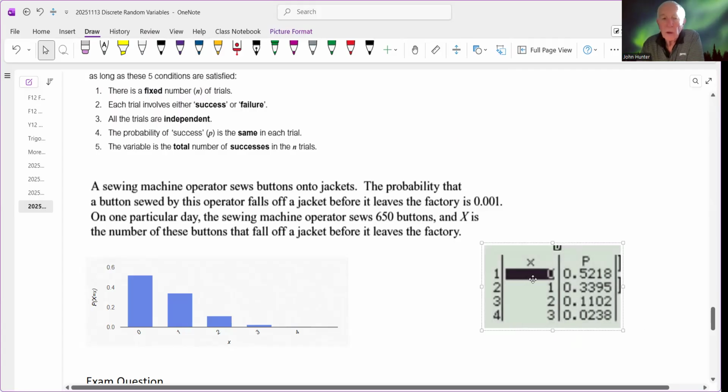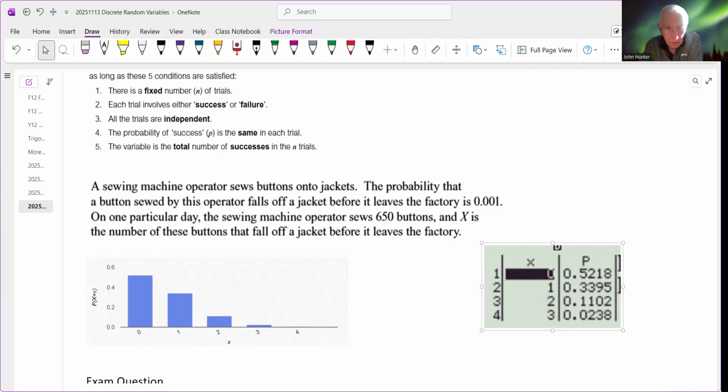Right, probability of none is going to be 0.528 and so on down here. So now with this probability here being very small, this distribution is very much skewed towards the left.